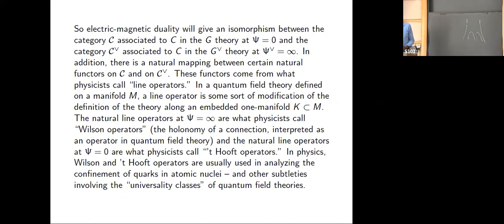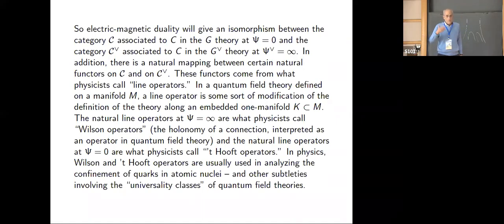So in general, in quantum field theory on a manifold M, a line operator is some sort of modification of the definition of the theory on an embedded one manifold K. So at psi equals infinity, the simplest line operators are what physicists know as Wilson operators. A Wilson operator is simply the holonomy of a connection. We're doing gauge theory, so if we have a one manifold, we can take the holonomy of the connection along that one manifold.